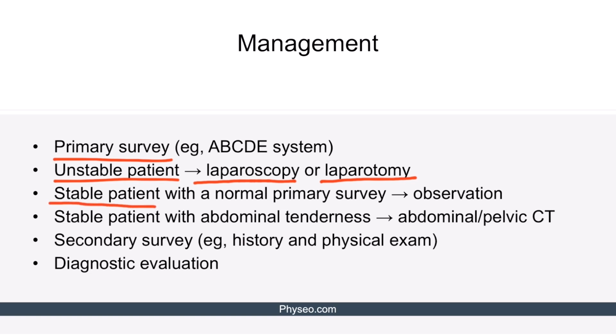If the patient is stable with a normal primary survey, clinical observation is recommended, while if the patient is stable and has abdominal tenderness, further diagnosis with abdominal and pelvic CT scan is suggested.